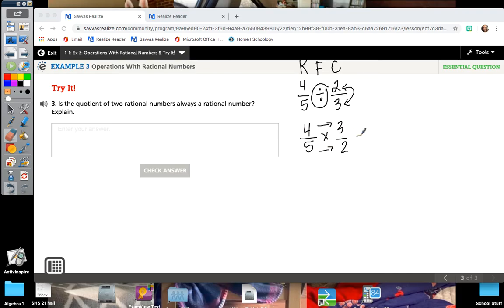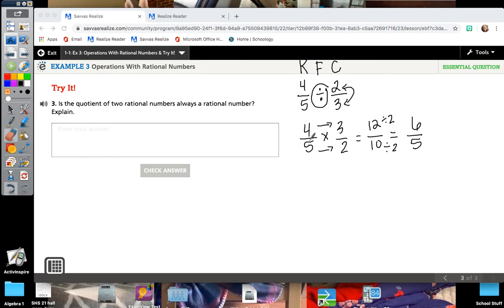So 4 times 3 is 12. 5 times 2 is 10. You can reduce this. You can do it in your calculator or do it by hand. They both divide by 2. 12 divided by 2 is 6. 10 divided by 2 is 5.